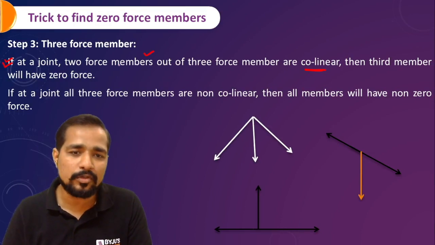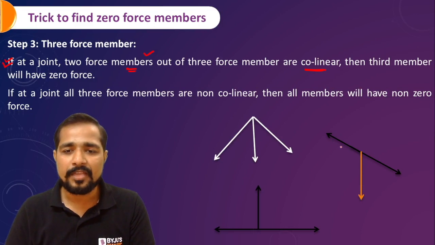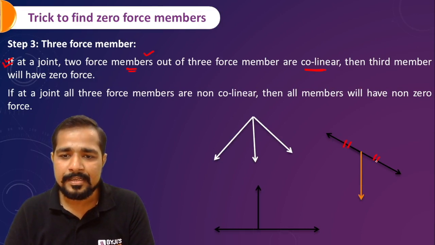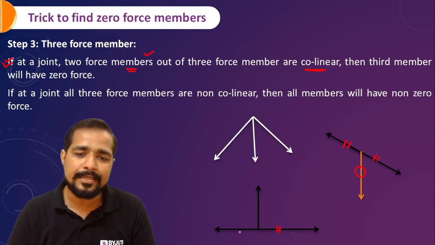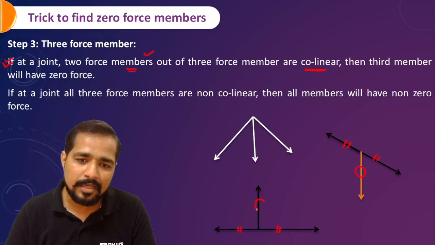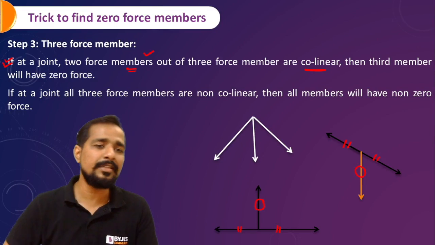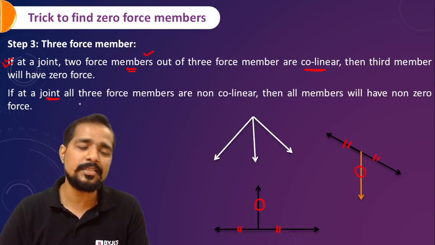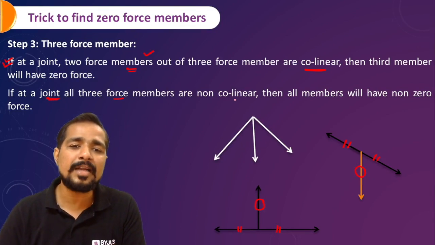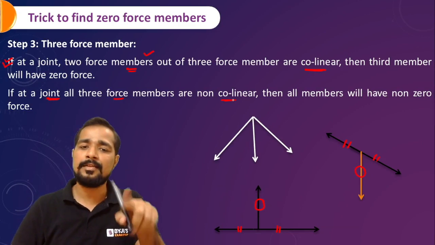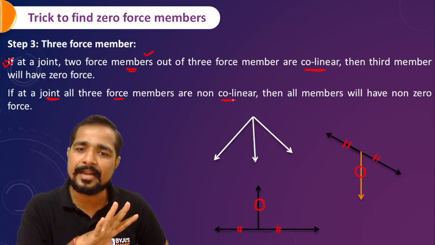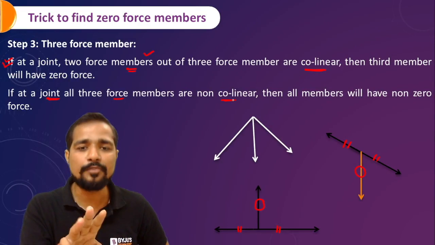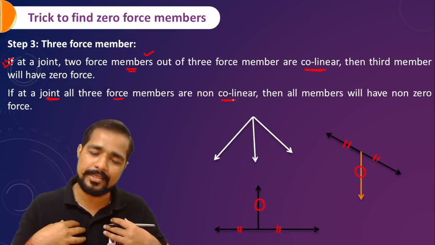And then you will follow the step that if two are collinear, then the third force will have the zero value. After that, if at any joint all the three force members are non-collinear. Now you have checked already that at any joint three force members are acting, and out of three, two are collinear. I have already checked.